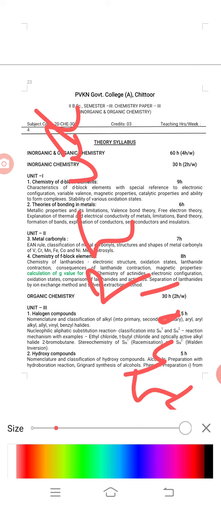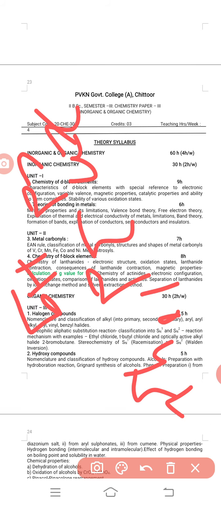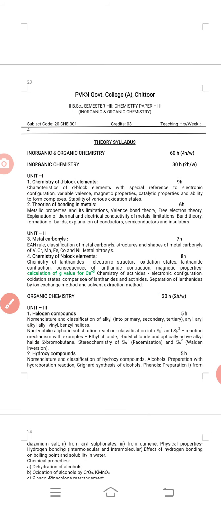Next cadmium, mercury, all are d10s2. Cadmium is 4d10 5s2, mercury is 5d10 6s2. So all are d10s2 filled electrons. Those have diamagnetic property. So it is very simple.